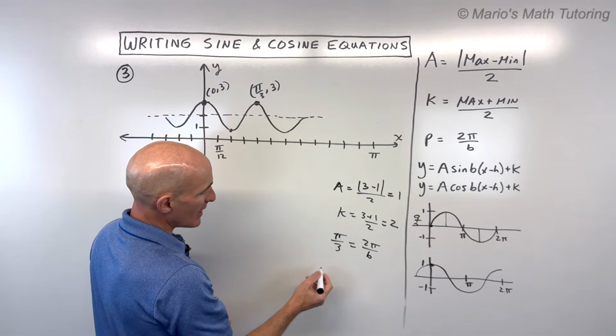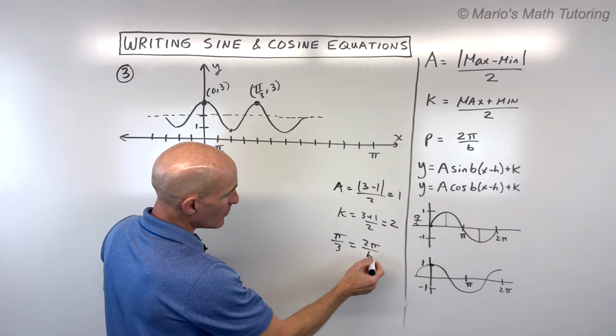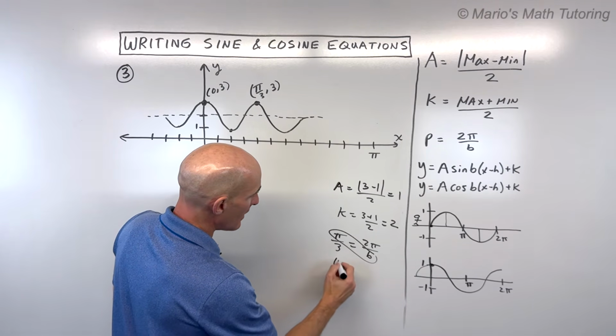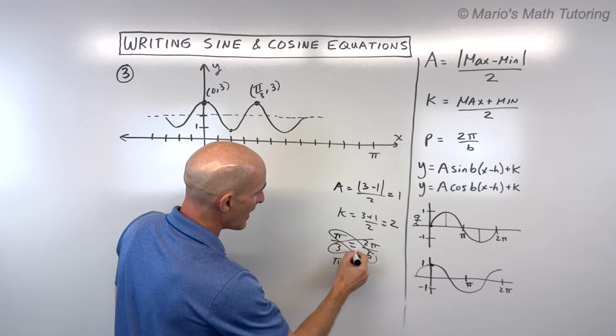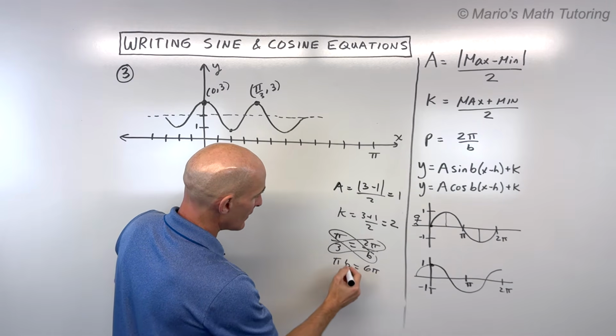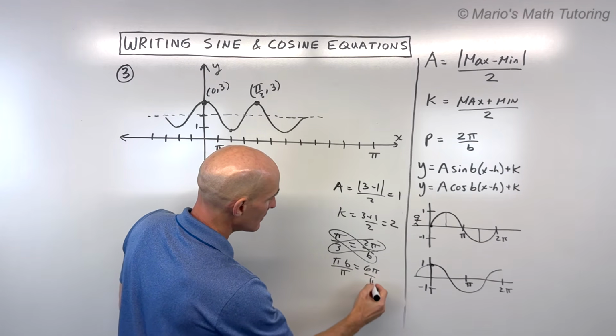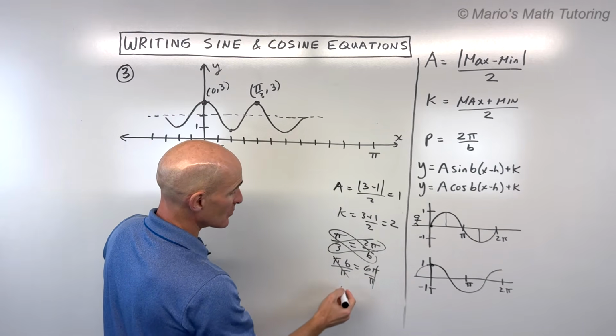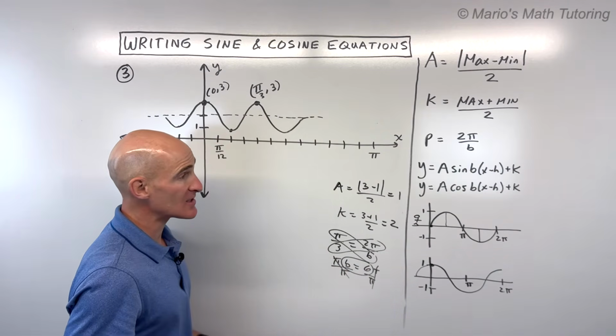So let's see. Here I can see that if I cross multiply, that's one way to do it. So that's pi times b is equal to 6 pi. And if I divide both sides by pi, I can see that b is equal to 6. Okay, so that's interesting.